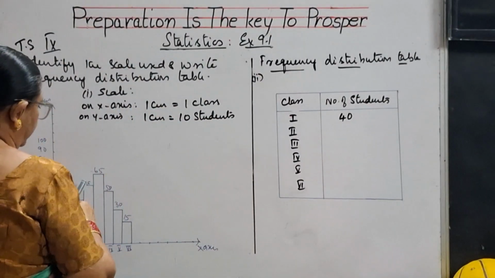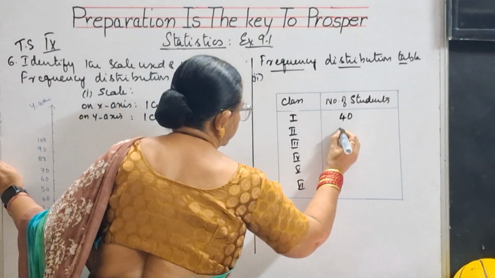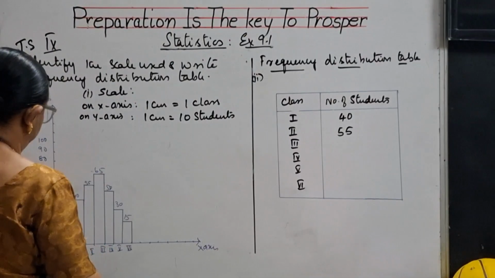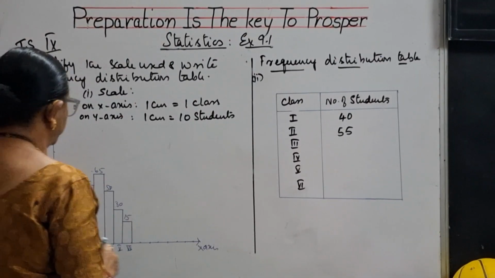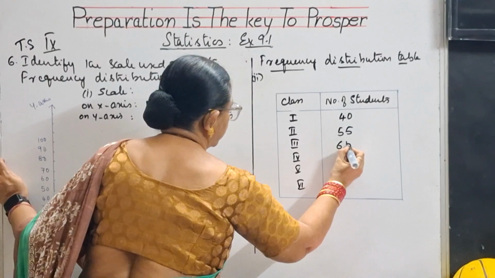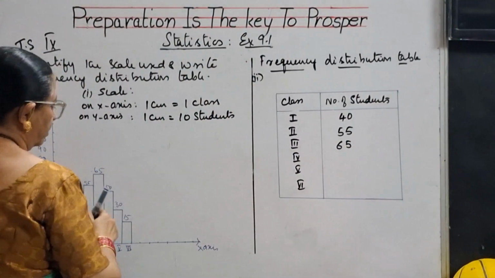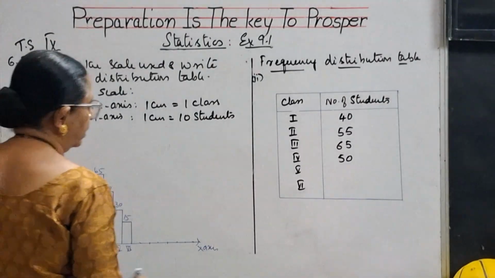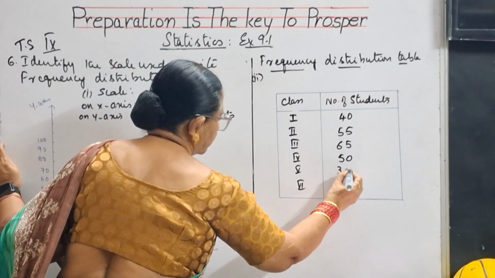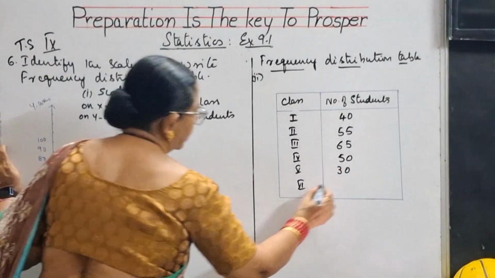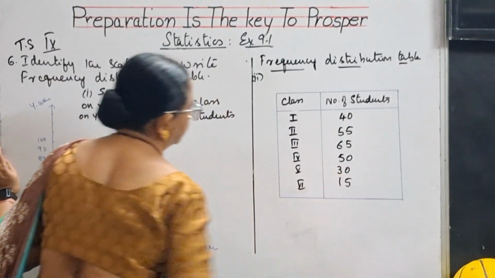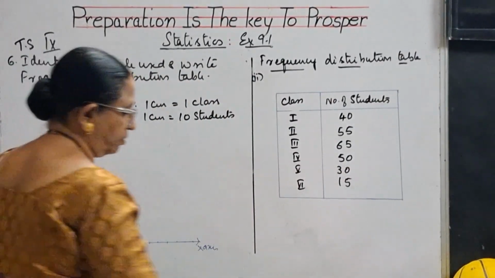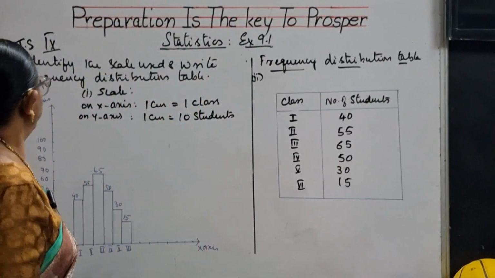And second class, 55 students are there. Third class, 65 students are there. And fourth class, 50 students are there. And fifth class, 30 students are there. Sixth class, 15 students are there. This is the frequency distribution table for this problem, children.